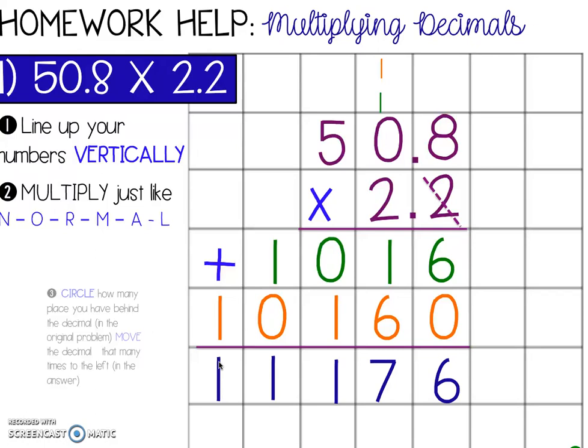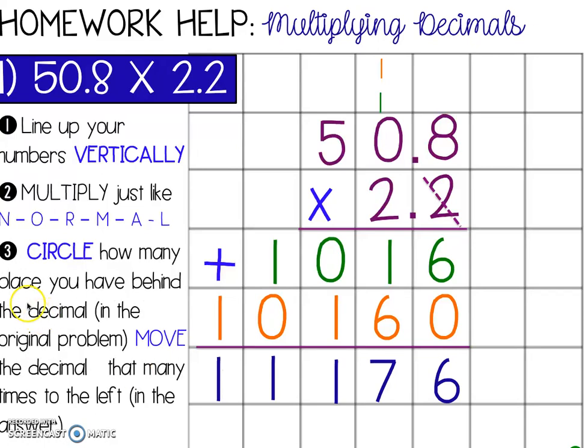Now, the last part we're going to do is circle how many places we have behind the decimal point and then move the decimal that many times to the left in our answer. So we have 1 and 2 places behind the decimal in the original problem. That tells me we're going to take our decimal point and move it 2 times to the left in our answer. So our final answer after we move that decimal point is 111.76.